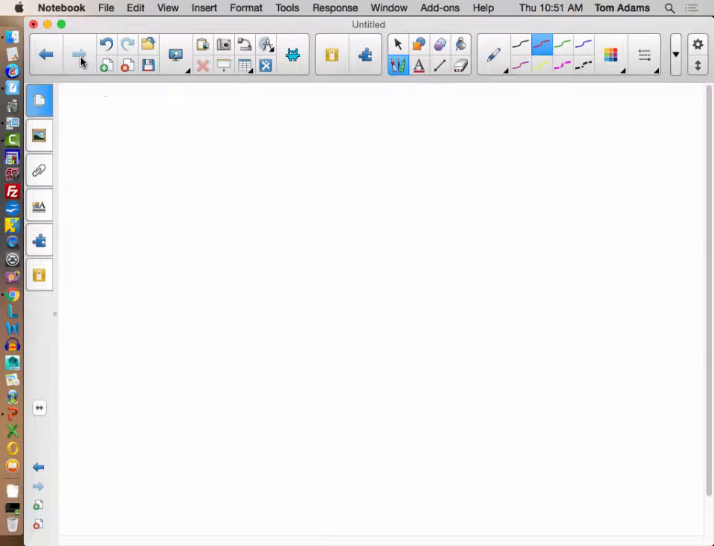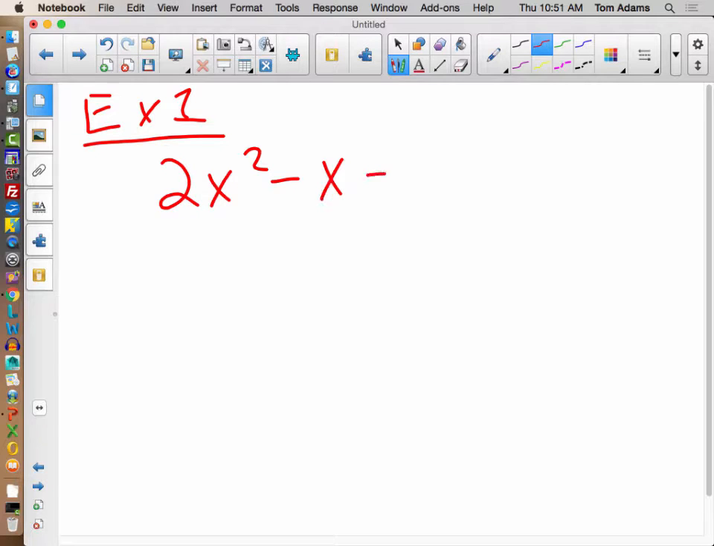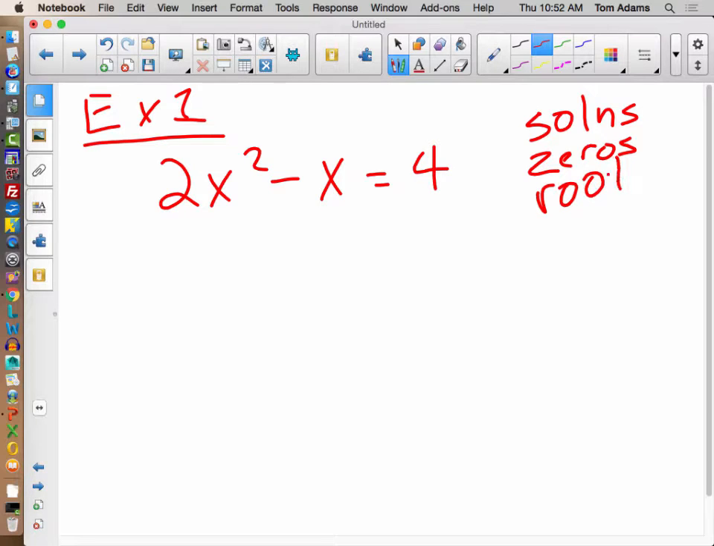So if I look at example number 1, they give us the following equation, and they ask us to solve 2x squared minus x is equal to 4, and they basically want to know the solutions. Now remember that the solutions are the same as the zeros, and we also sometimes refer to them as the roots. So on a standardized test, if they say find the roots of this quadratic equation, what they're saying is find the zeros. What they really mean is find the solution. All three words are kind of synonymous.